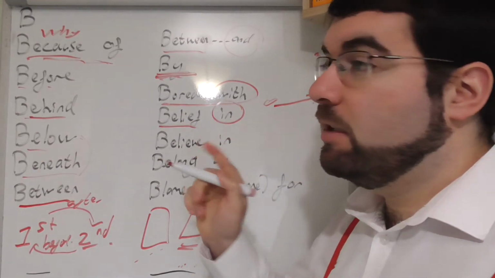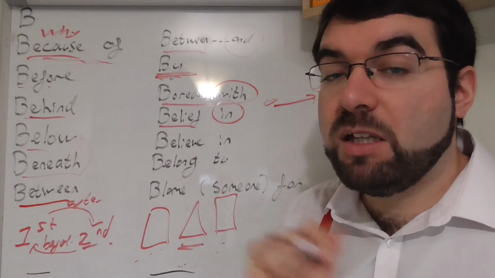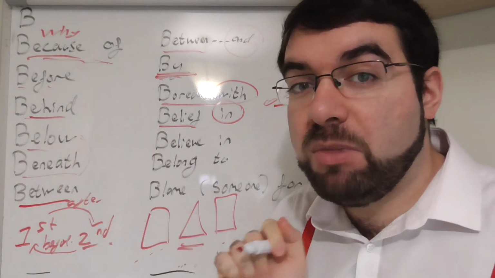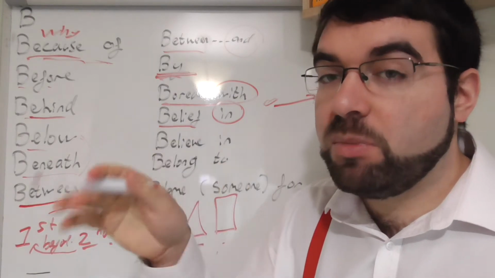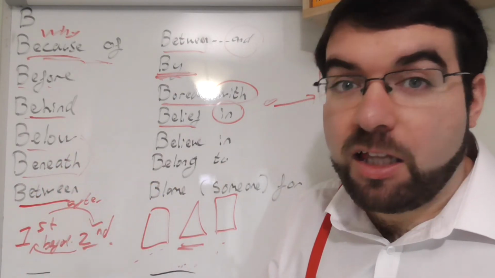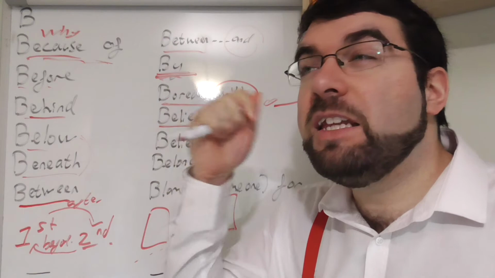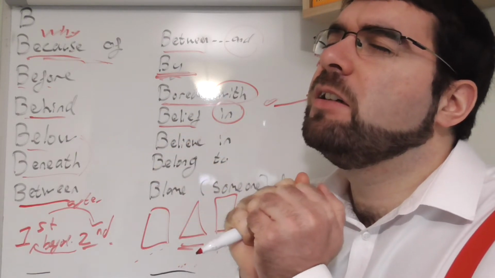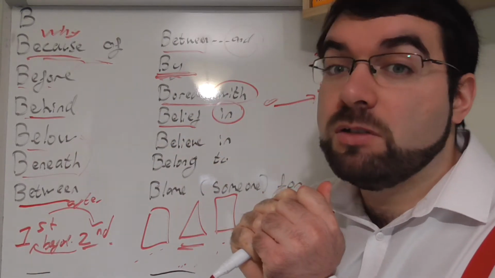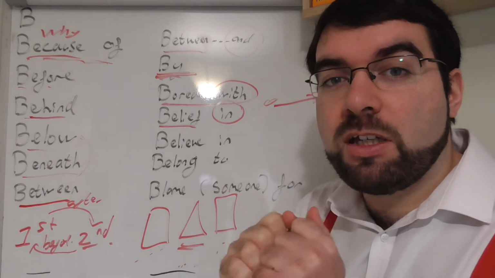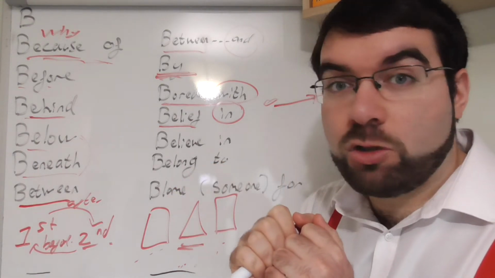Belief in. She has a belief in me. She has a strong belief in me that I can do it. She has a belief in afterlife. She has a belief in us. She has a belief in us working as a couple.